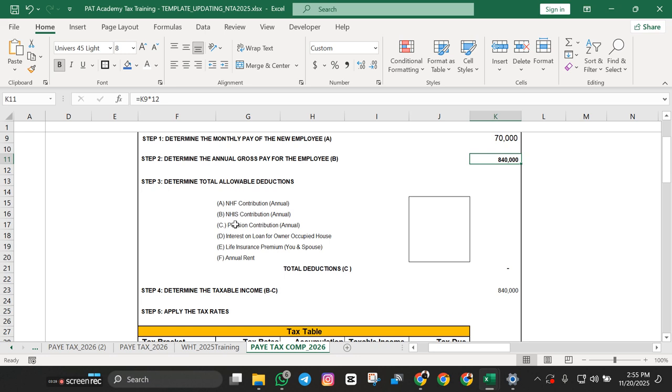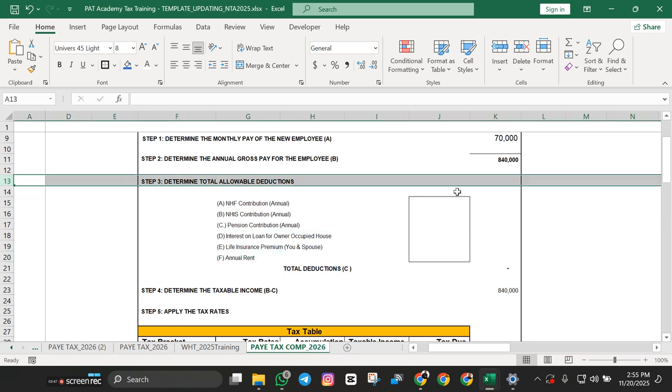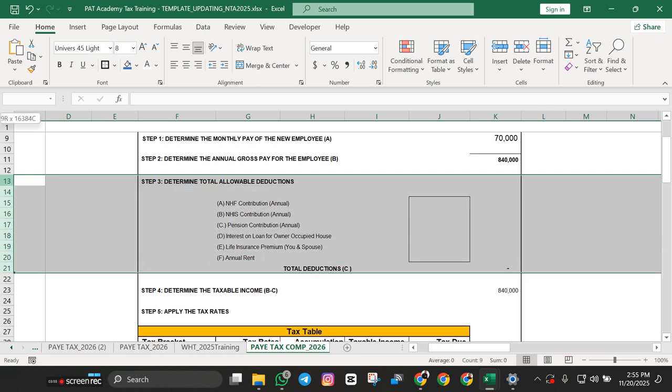So these are the 6 major reliefs that the law allows: the NHF, NHIS, pension, interest on loan for an owner-occupied house, life insurance premium, and annual rent. Now, to simplify this, because this person is just earning 70,000 naira per month, let's assume these are not applicable, because it is a small business. It's not compulsory. So let's move on to the next step.